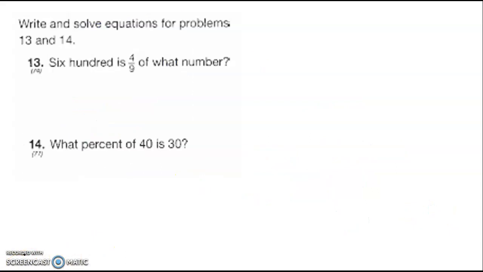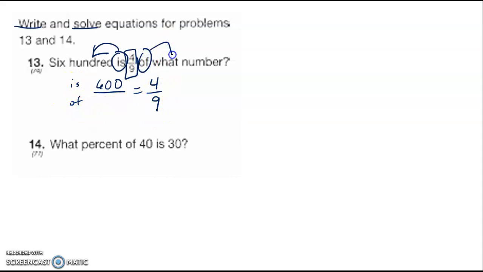Okay, let's see if we can do this one. So these are your is over of. You're going to write and solve the equations for these problems. So 600 is, so we have is over of, 600 goes in the is. 4/9, whenever it gives us a fraction, we just write the fraction. We don't have to worry about if it's in the is or the of, we just write the fraction. And then the of part is x, because what number is x? We don't know. Now you have your proportion and you can cross multiply.